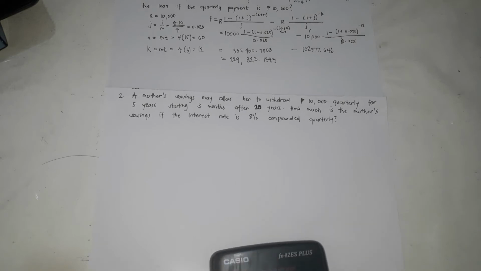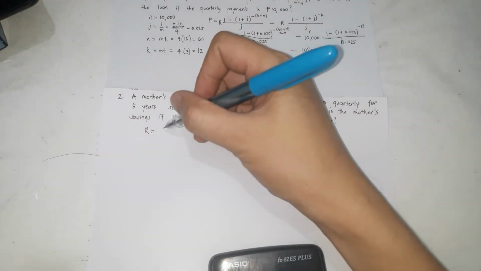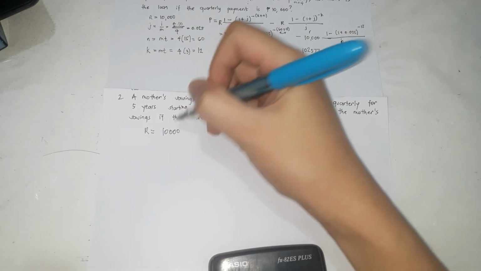So another example, a mother's savings may allow her to withdraw 10,000 quarterly for 5 years, starting 3 months after 20 years. How much is the mother's savings if the interest rate is 8% compounded quarterly? R, how much is the quarterly payment? That's 10,000.